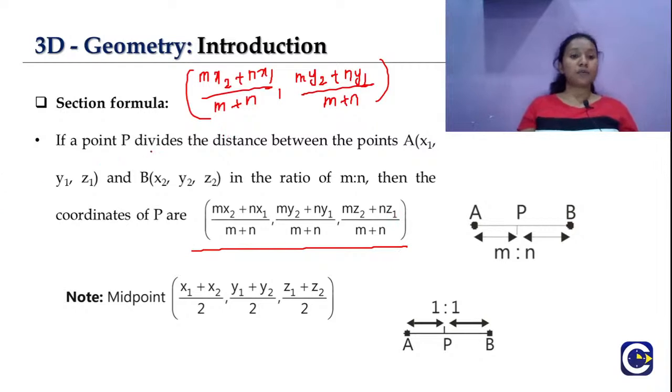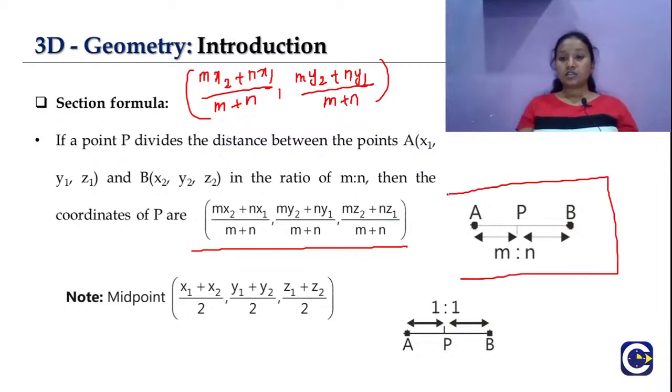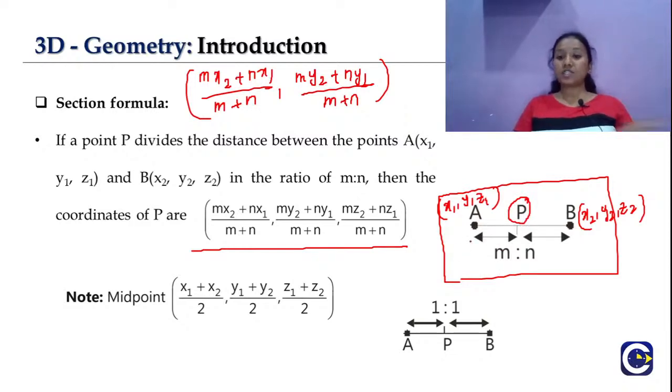here. So if a point P, in this figure you can see, P divides the line AB here in the ratio of m:n, where A is a point having the coordinates x1, y1 and z1. Similarly, B is the point having the coordinates x2, y2 and z2. So now we have to find the coordinates of the point P. Here this point P is dividing these two points in the ratio of m is to n.